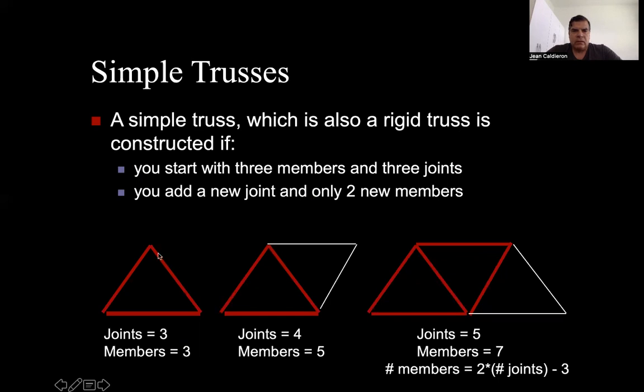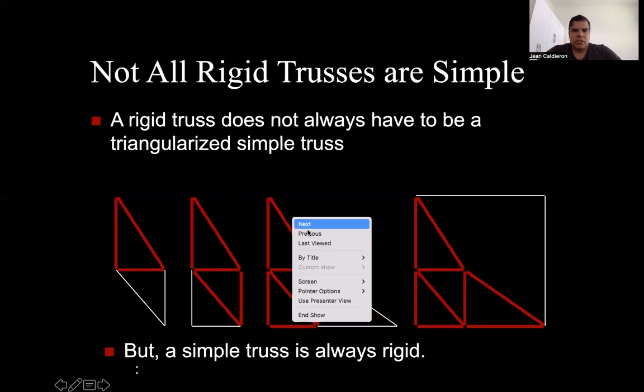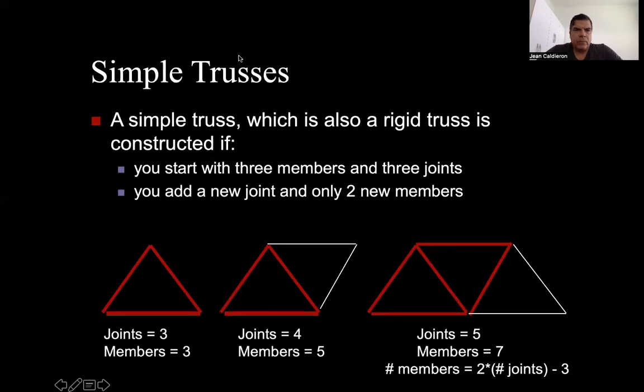Well, we start with a triangle. Let me change here. That will be this one. 1, 2, and 3. And after, for each new joint, this one here, for example, I will have two members. Another two members will make another joint, etc., etc.